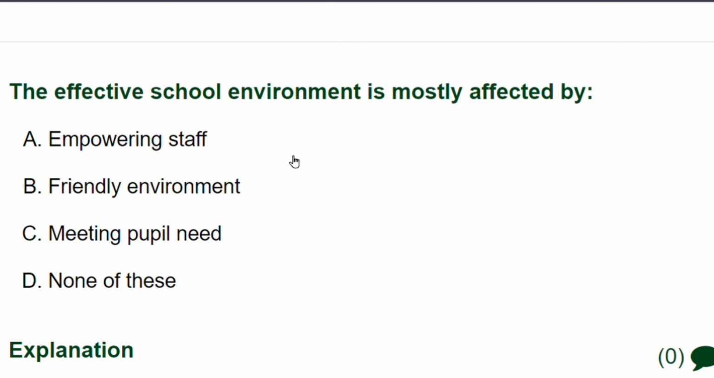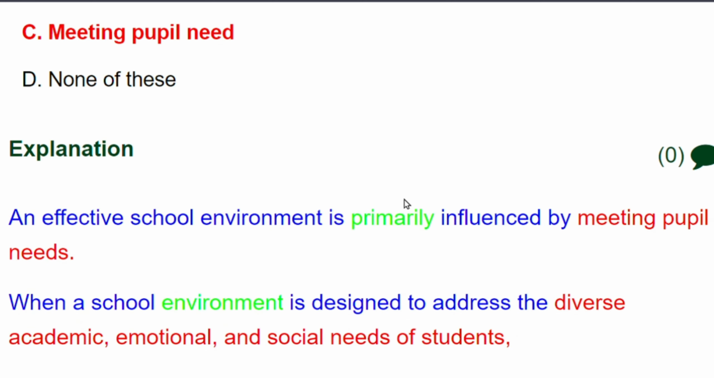The effective school environment is mostly affected by meeting pupil needs. An effective school environment is primarily influenced by meeting pupil needs, when a school environment is designed to address the diverse academic, emotional, and social needs of students.